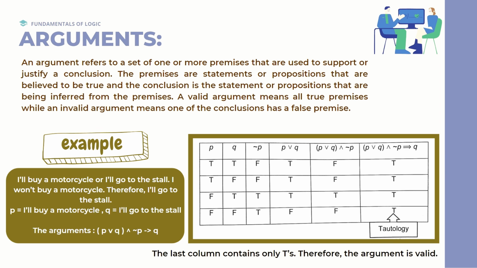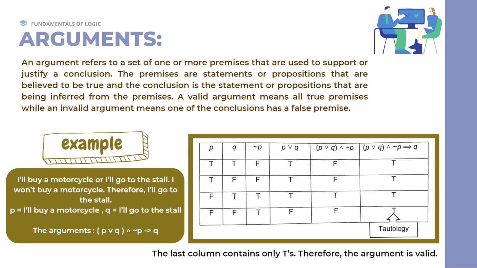The next part is arguments. An argument refers to a set of one or more premises that are used to support or justify a conclusion. The premises are statements or propositions that are believed to be true, and the conclusion is the statement or proposition that is being inferred from the premises. A valid argument means all true premises, while an invalid argument means one of the conclusions has a false premise.